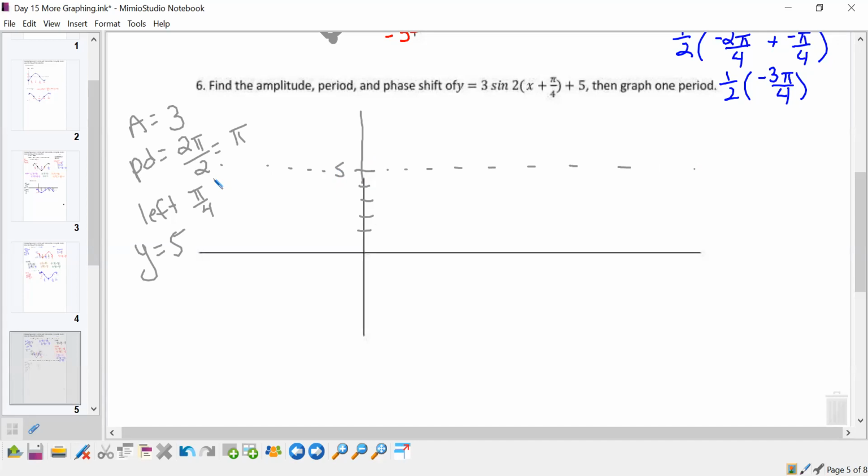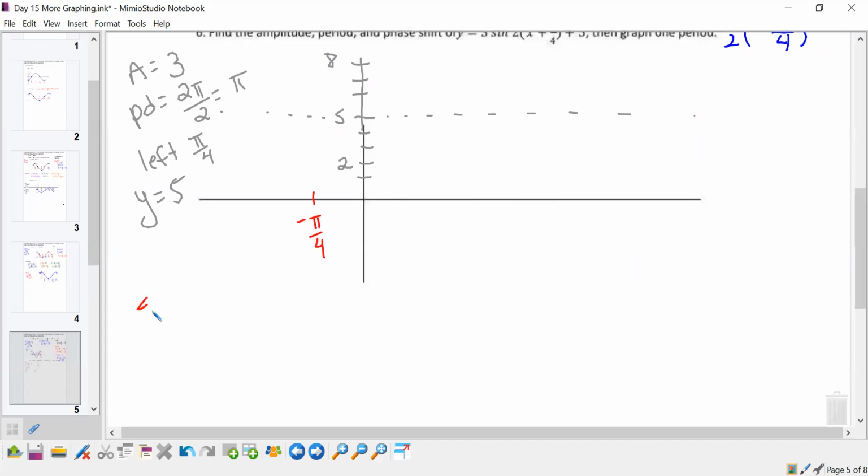Midline, up the amplitude, down the amplitude. We start left pi over 4. And then to get the end point, plus the period, I need a common denominator. So that's 3 pi over 4.